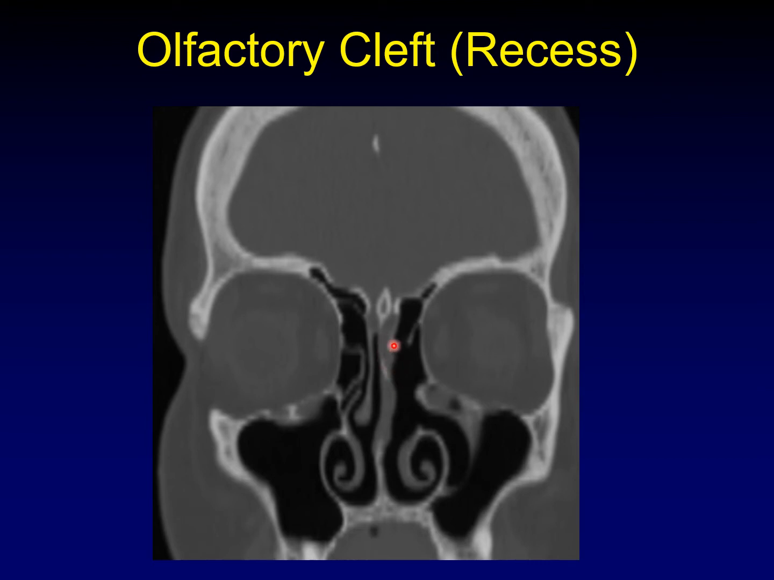To review the anatomy one more time, olfactory groove up here, normally filled with CSF and an olfactory nerve. Then there's the horizontal cribriform plate, and then below that is the olfactory cleft. Some people call that the olfactory recess. Those are synonyms. I kind of like olfactory cleft.